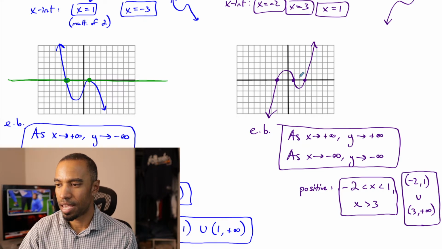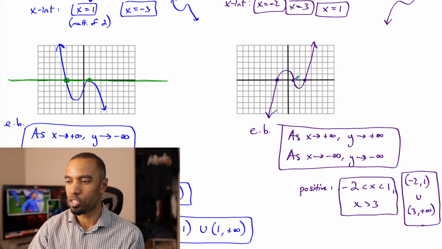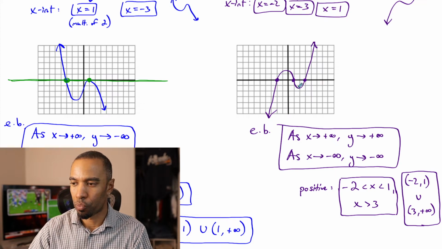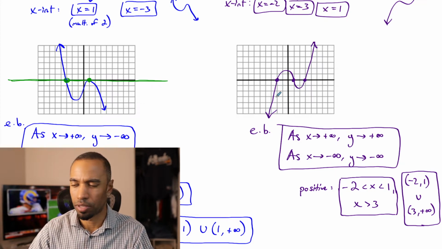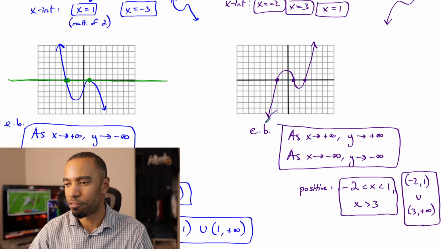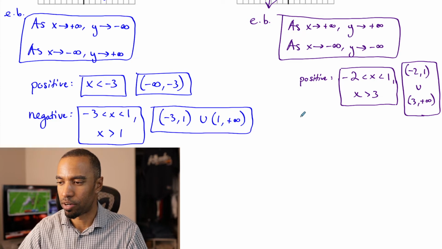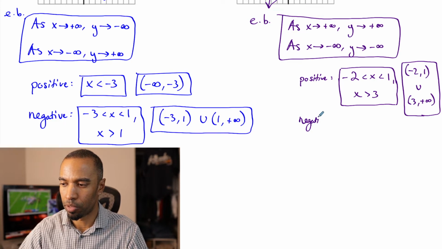Negative, when are we below the x-axis? Apparently just between 1 and 3. Between 1 and 3 is, oh no, I'm sorry, I totally lost this. To the left of -2, and then between 1 and 3. So we have a couple lists right there as well. So we are negative, we're below the x-axis.